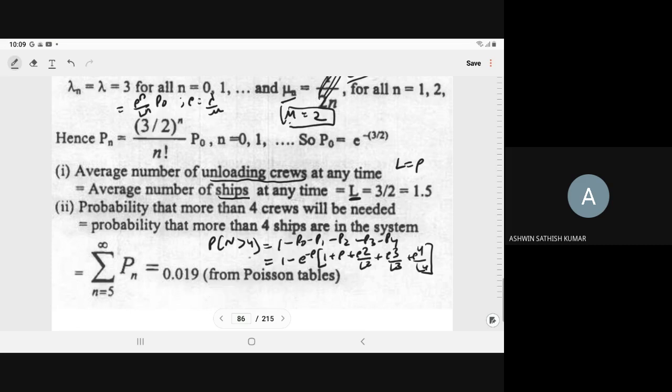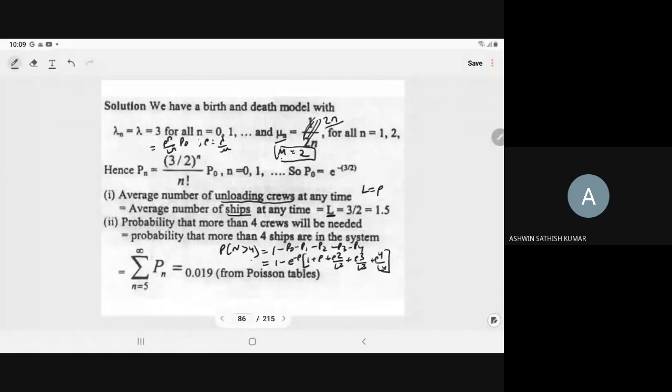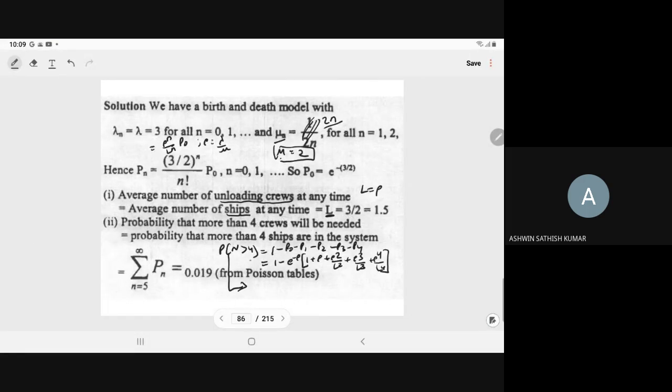So we can see its required probability. Or this can be written as 1 minus probability n less than or equal to 4, that is 1 minus F of 4. And we know that it follows the Poisson distribution. The state of the system follows the Poisson distribution with parameter rho. So from the standard Poisson table, we can see its value directly. The value will come 0.019. If you have the table of the Poisson, then you can write the value directly from the table.